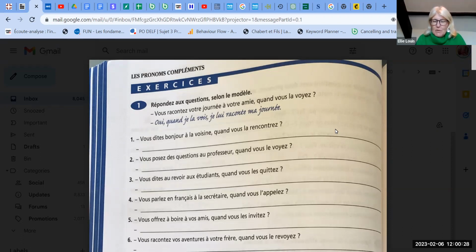And we're going to have a look at pronouns today. So this kind of assumes a little bit of knowledge about pronouns, but I'm going to do a little bit of a recap as well. So we're going to look at some exercises.